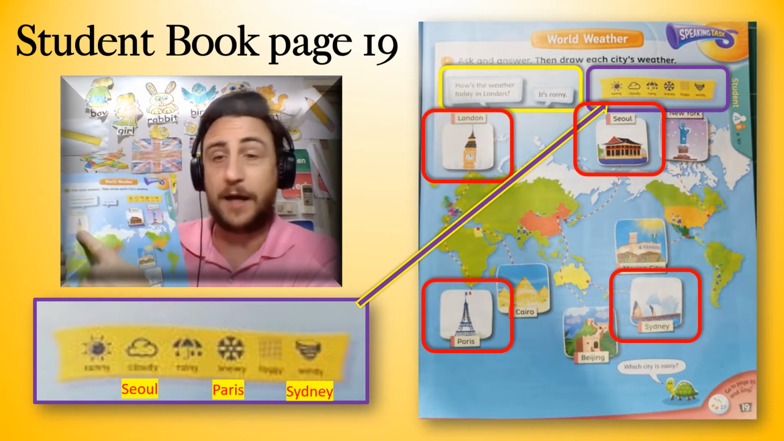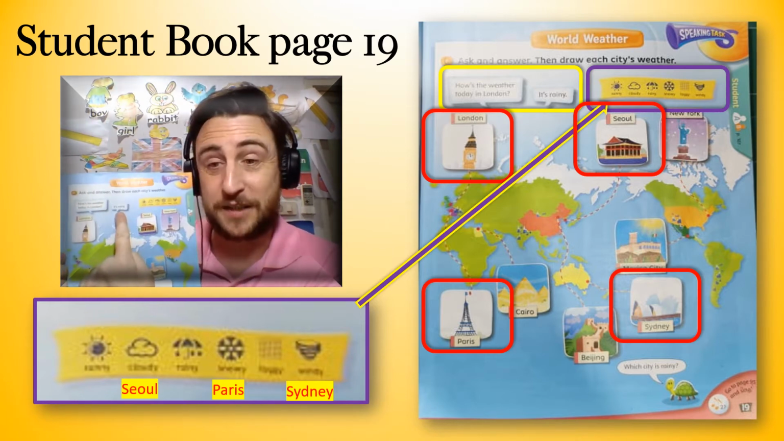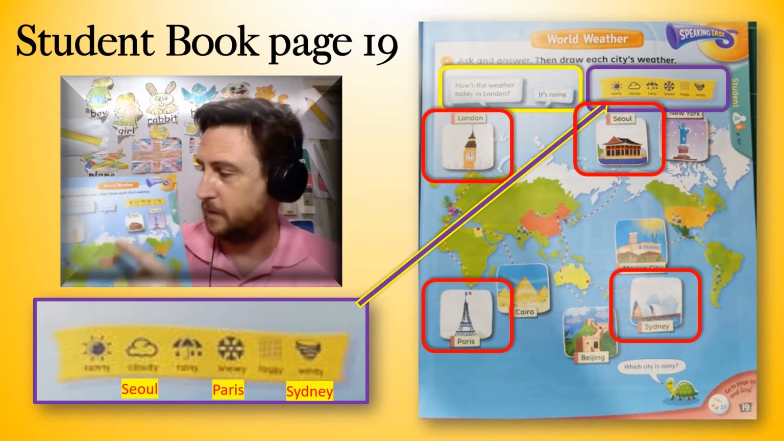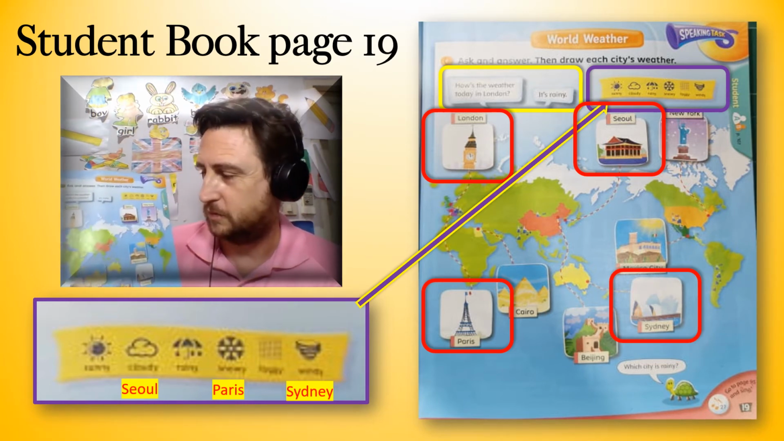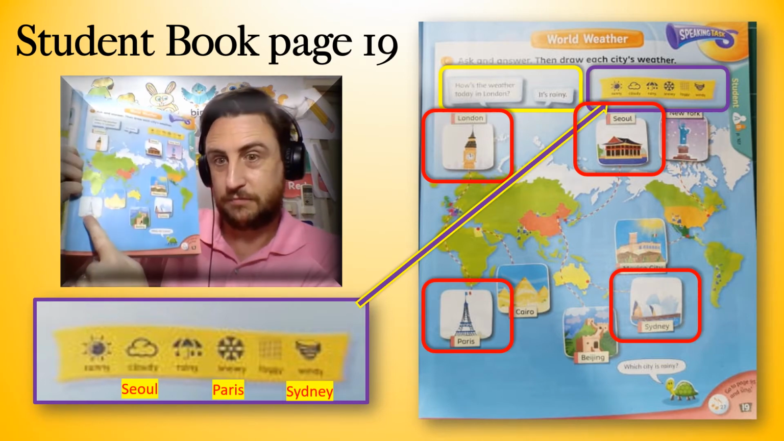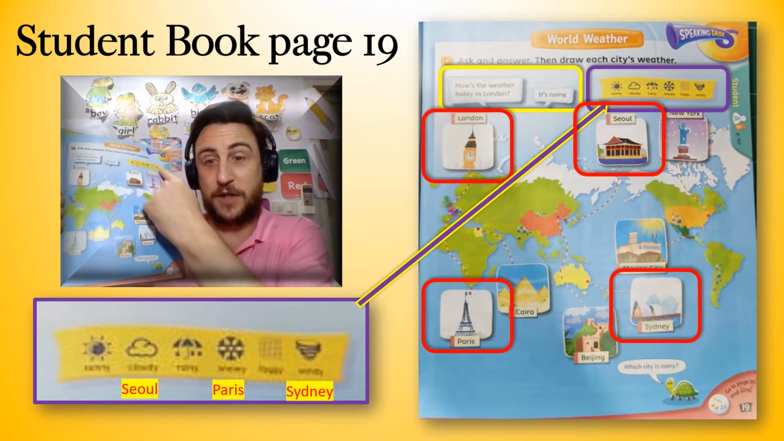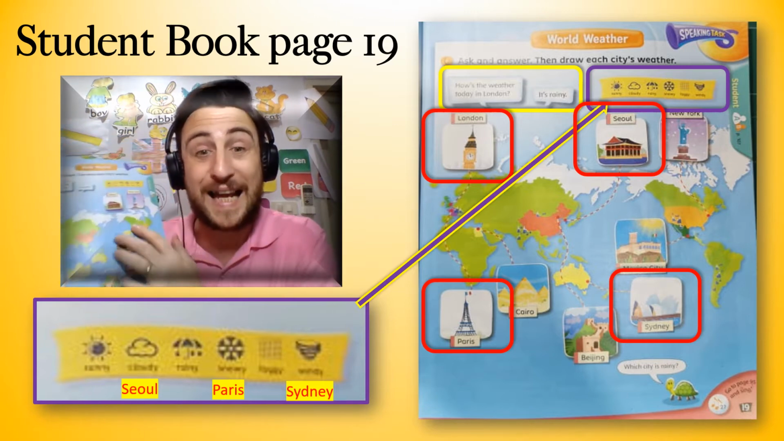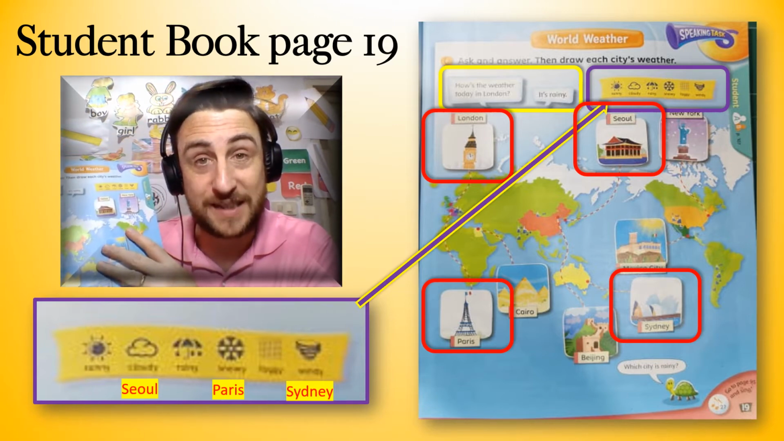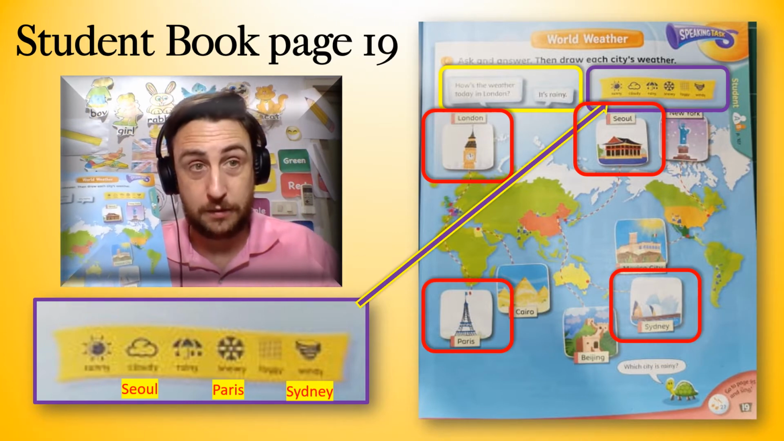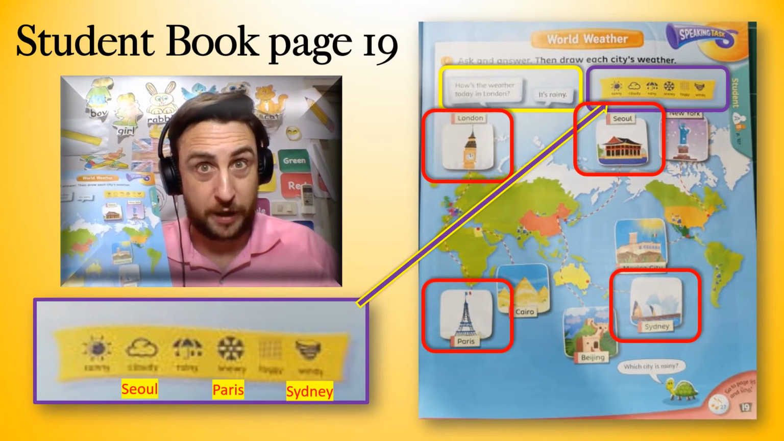Draw the weather. Now, London, we know. It says rainy here, so we know that. So you draw rain. Now you must do Seoul, Paris, and Sydney. And then we will practice the question and answer for all 8 cities when you have finished. Okay? Right.